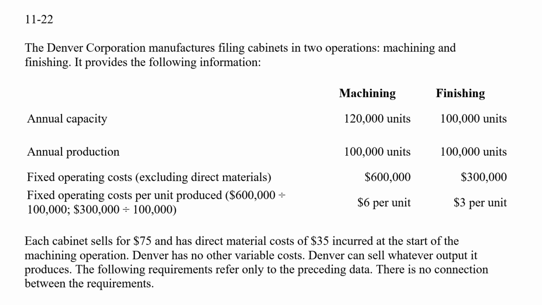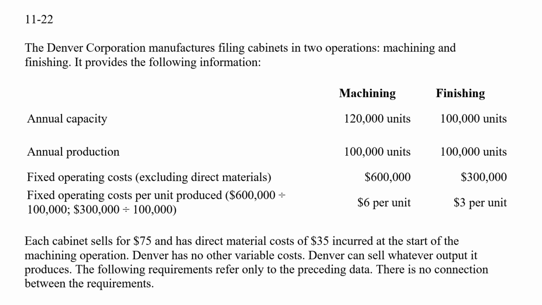So I want you to notice here that machining is not at capacity, but finishing is, right? We're making use of the full 100,000 units of capacity in finishing, but in machining we've still got slack of 20,000 units. Our fixed operating costs, excluding direct materials, are $600,000 in machining and $300,000 in finishing. And then it tells you that your fixed cost per unit is $6 in machining and $3 per unit in finishing. Now, I will point out that $6 and $3 is an allocated cost, and depending on the number of units you make, that will go up or down.